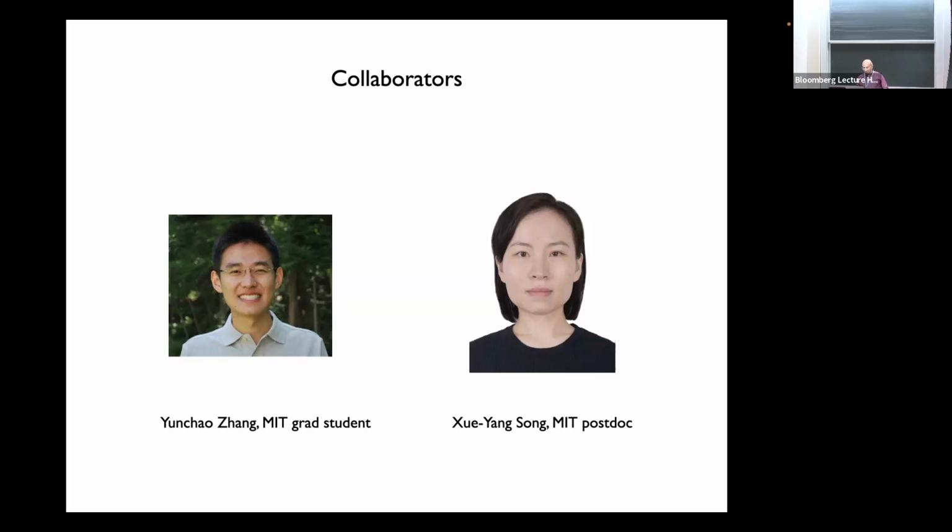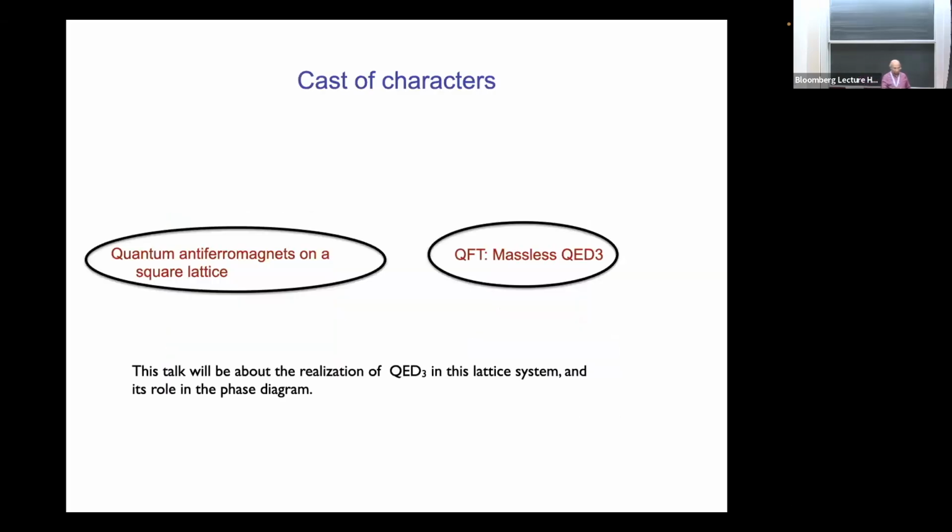So I'm going to get to the main focus of the talk right away and explain the title only towards the end of the talk. This talk will involve two characters. One is a lattice system. It's quantum antiferromagnets on a lattice, which will be familiar to many of the condensed matter people and some of the non-condensed matter people in the room.